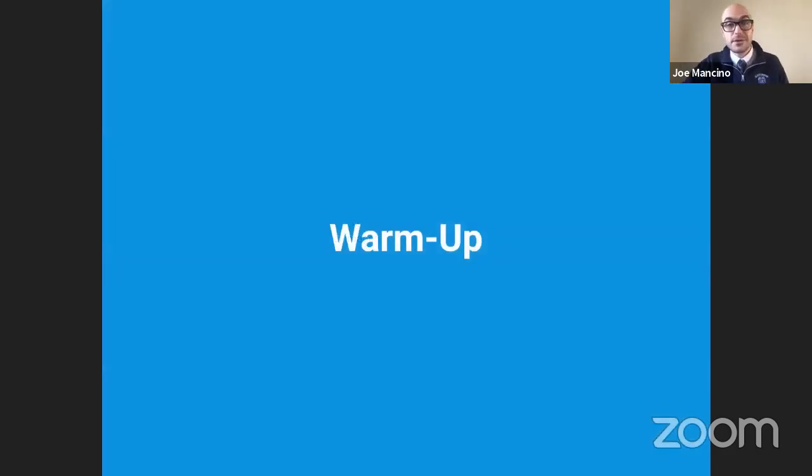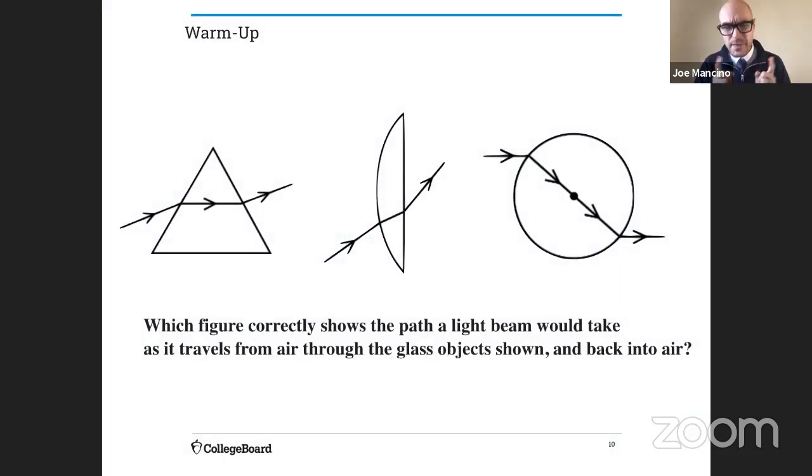So let's get started with some warm-up questions. First of all, after yesterday's lesson, I bet you can answer this one. Which of these three figures correctly shows the path that a light beam would take as it travels from air through a solid glass object and then back into air?